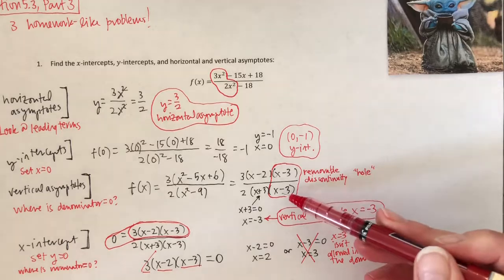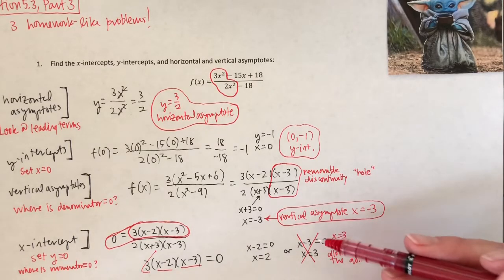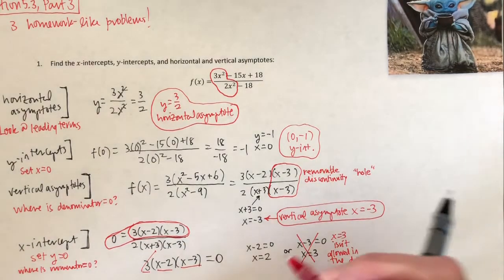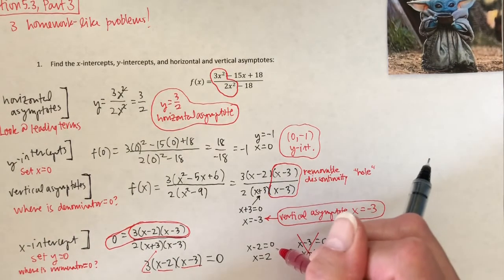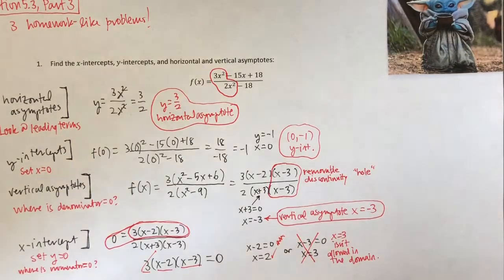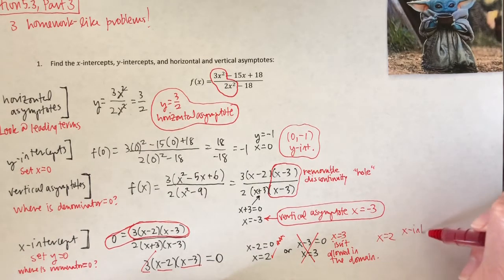Because up here we saw that it would produce a 0 in the denominator. So this guy is off the table. He's not going to be an x-intercept because he's not even allowed in the function. So this right here is our only, not him, right here. This is our only x-intercept. So x equals 2 is our x-intercept.